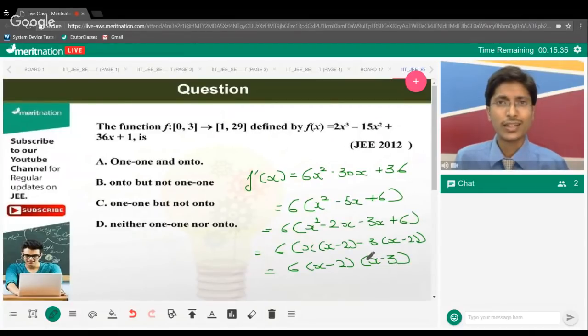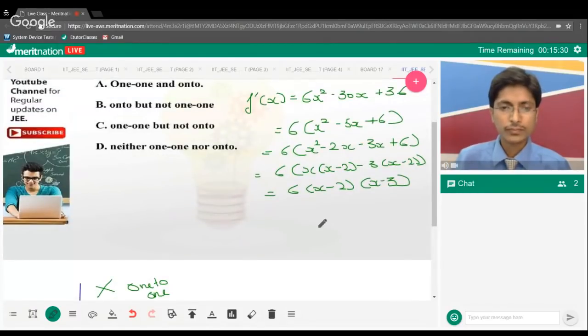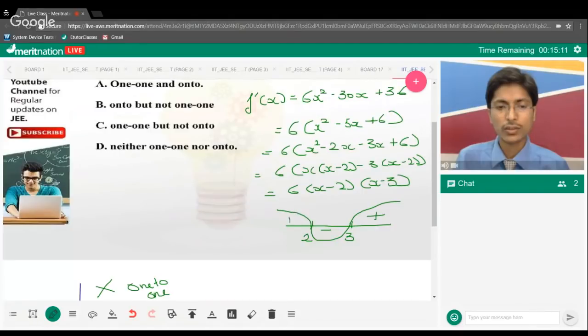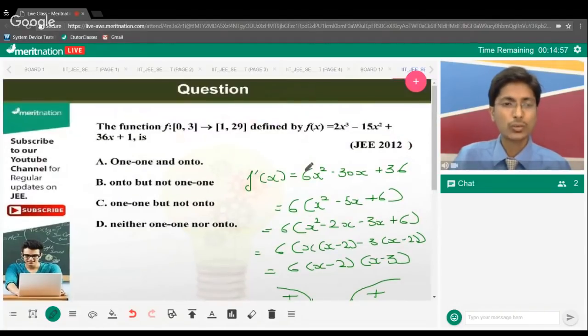Now if you see, if I do the wavy curve plotting for this, basically between x equals to 2 and x equals to 3, if I put a value more than 3, this will be positive. And if I take a value between 2 and 3, it will be negative. And if it is less than 2, it will be again positive. So f dash x is changing its sign. That means the function is increasing, decreasing, then again increasing. So we can say that it's not a 1 to 1 function.